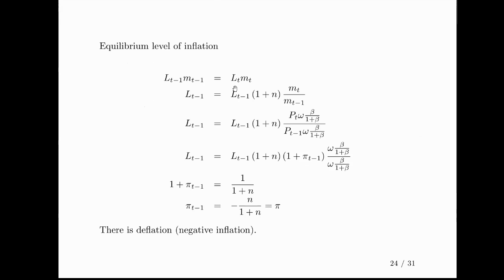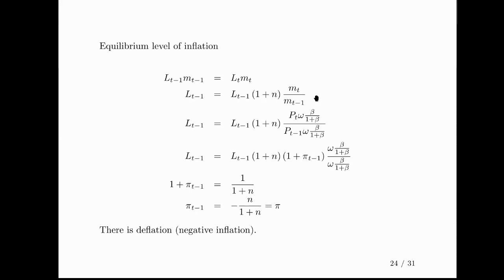But I know what L_t is in terms of L_{t-1} because I know the natural increase of population. So L_t is L_{t-1} times 1 plus n, the rate of growth of the population. And so I can just divide by L_{t-1} on each side, and I get this expression there: M_{t-1} equals (1 plus n) times M_t.